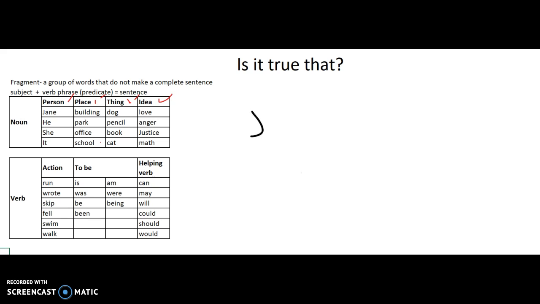Let's just write Jane, okay? So that is the first part of our sentence. Next, we need a verb phrase. Now, the verb phrase is our verb plus a few more words. So I've just quickly put up a few ideas. Verbs are things that require action, like running, wrote, skip. These words right here in this section, to be, are called helping verbs. They cannot act on their own.